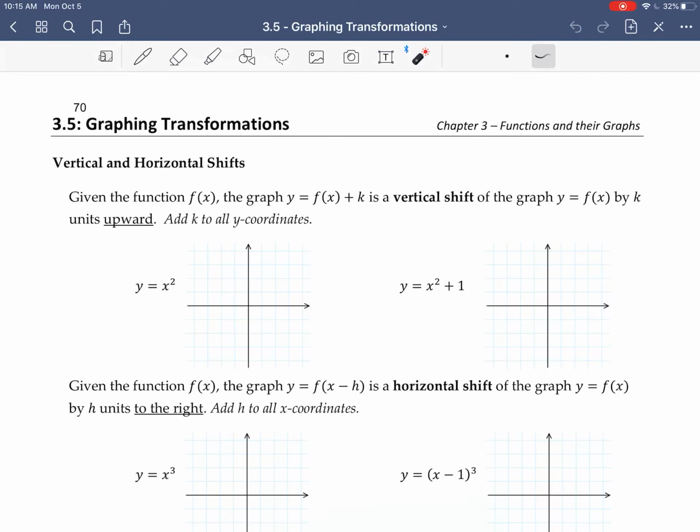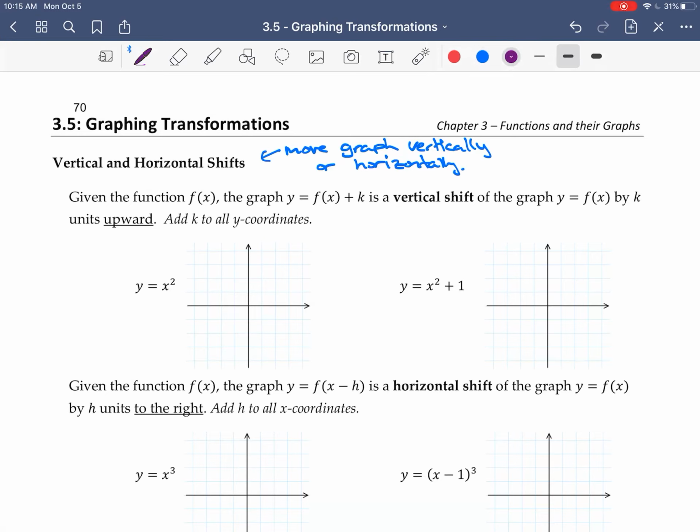In this video, we're going to be talking about transformations of graphs and how to graph them. There are different types of transformations, and we're going to start with the easiest type, which is vertical and horizontal shifts. This is when we move the graph vertically or horizontally. Let's do an example of each.